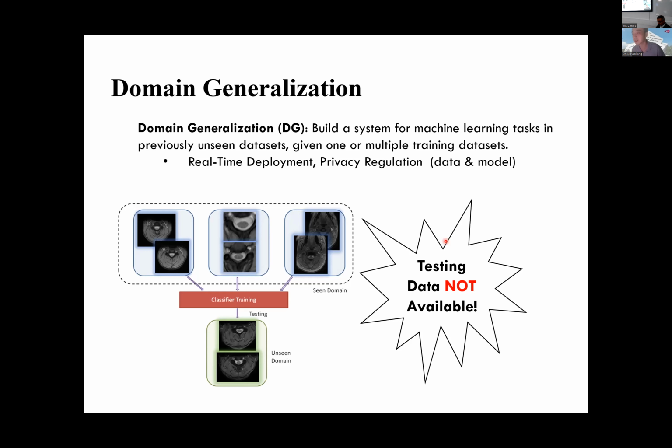So we want to build a system for the machine learning task on previously unseen data sets. Given one or multiple training data sets, the idea for domain generalization is that we want real-time deployment.